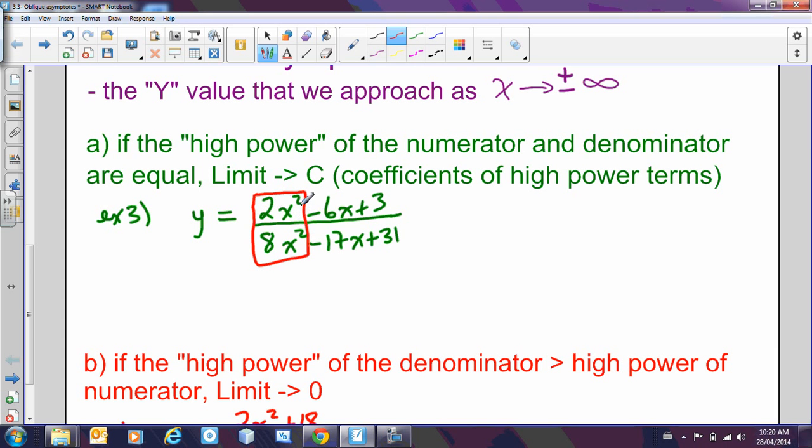I get 2 trillion divided by 8 trillion. And then I subtract numbers like 6 million and 17 million from those. These values become insignificant in the calculation. And the larger our numbers get, we get closer and closer to 2x squared over 8x squared, which essentially implies that our horizontal asymptote will be at 2 over 8, or 1/4.